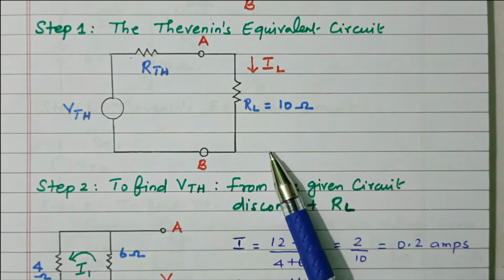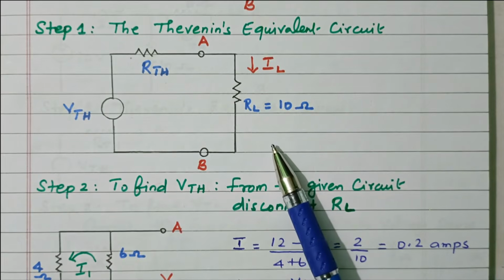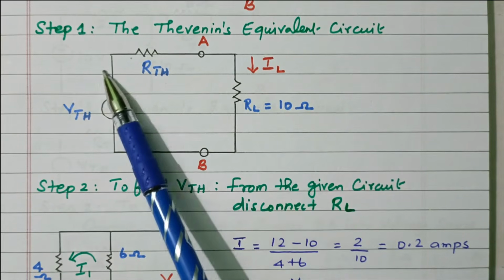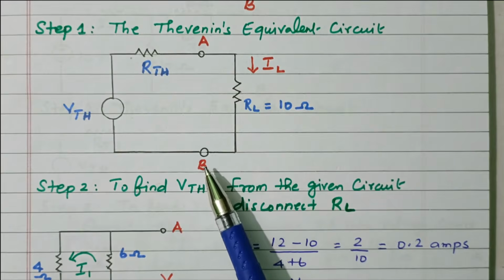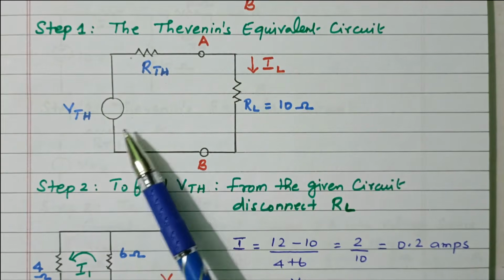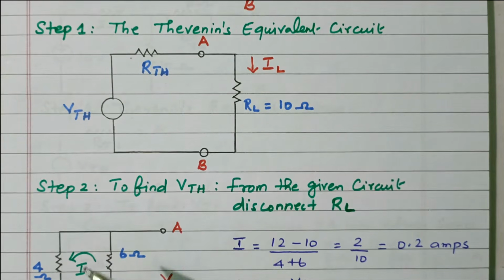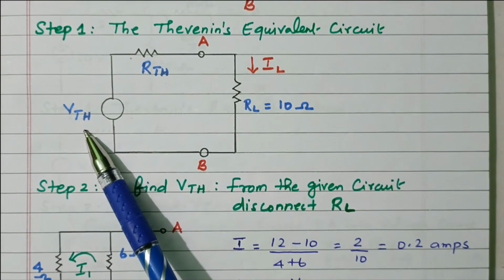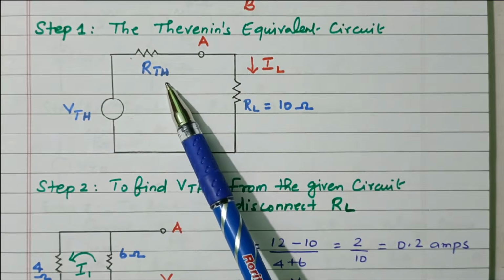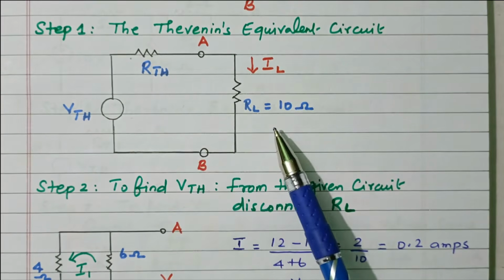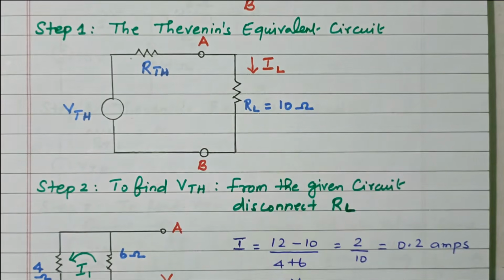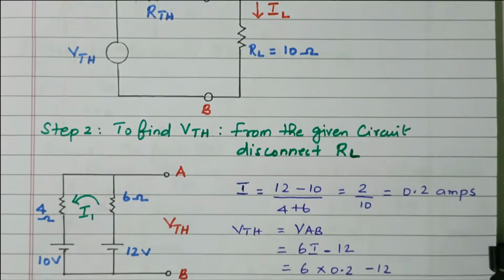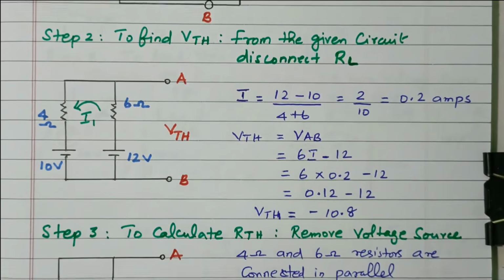So that is the aim of the Thevenin theorem. A complicated circuit is replaced with a simple equivalent circuit, that is V Thevenin connected in series with the R Thevenin. So in the second step we need to find the V Thevenin value. In the third step we need to find the R Thevenin value. Finally we need to find the IL value. Right? Now we'll go to find the V Thevenin voltage.